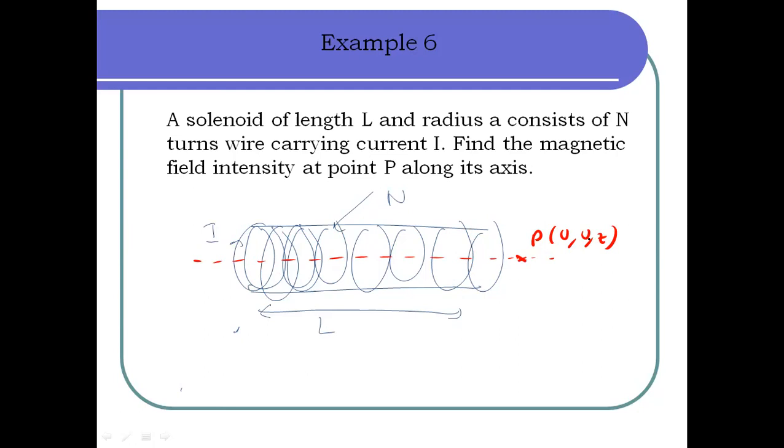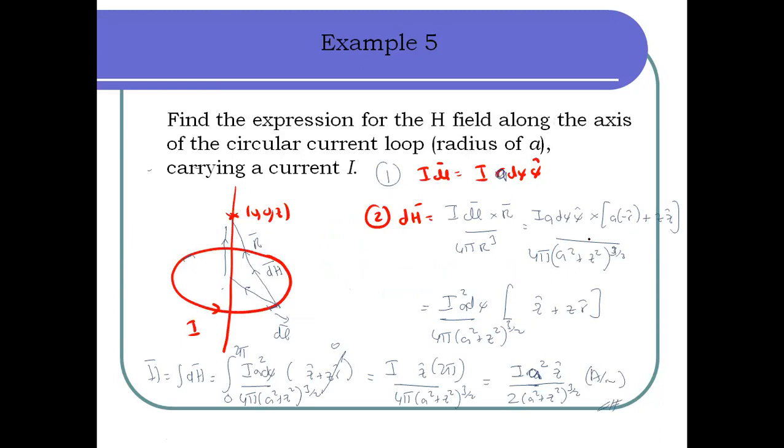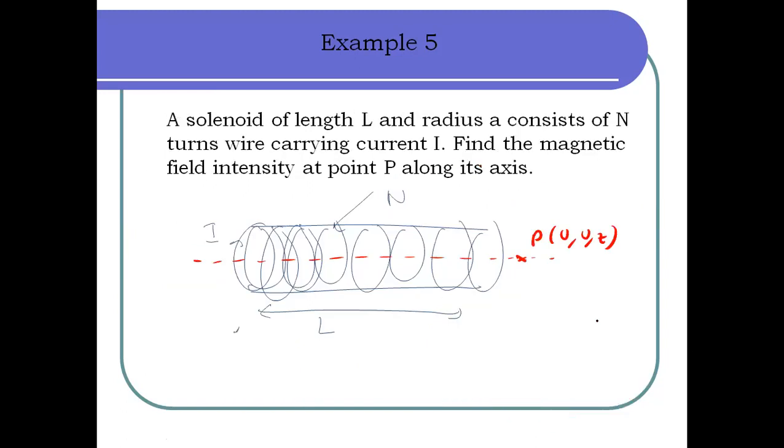The solution for this example will be quite long, but I will provide the solution for example 6 in our Telegram channel, so you can find our solutions for this example. It is very straightforward. We just adopt the answer from example 5 before this example to solve example number 6. The solutions will be given in the Telegram channel, and you can then understand how we can obtain the H field intensity on the axis of the solenoid.